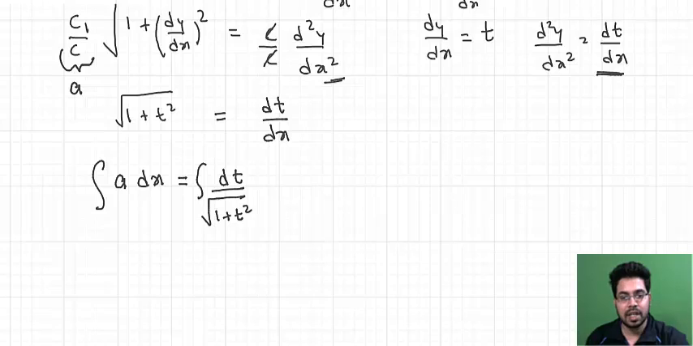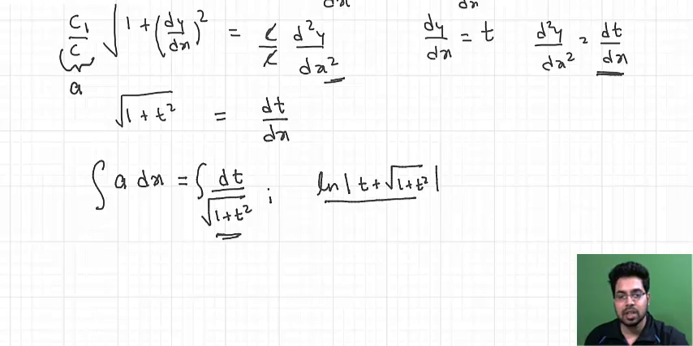The integration of this quantity is in a very standard form. This is ln of t plus root under 1 plus t square. But still, if you want to know how this standard result comes, you need to replace this t with tan theta, and ultimately you will arrive at this solution. But this is a very standard integration, so it's advised that we should remember this result.